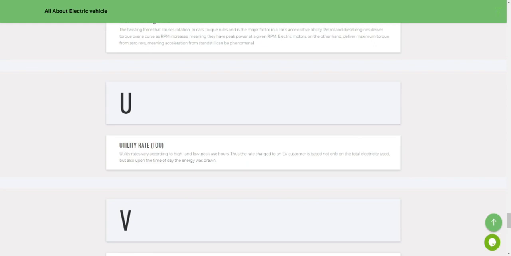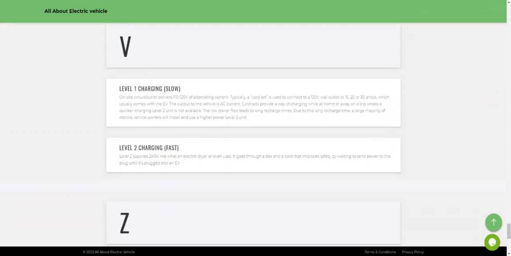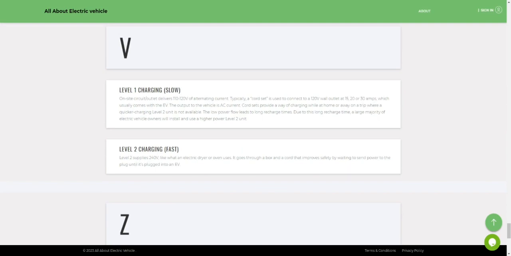Also, there's ULEV, which is an ultra low emission vehicle. It is a car that emits less than 75 grams of CO2 per kilometer from its tailpipe. And there's also ULEZ, that is the ultra low emission zone. It is an area in London where high polluting vehicles get charged a daily rate if they drive within its borders. Then from V, there's level 1 charging, level 2 charging, slow and fast.